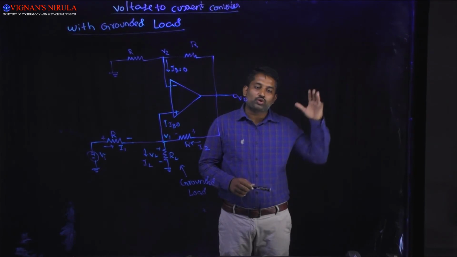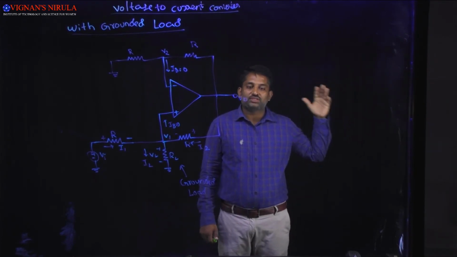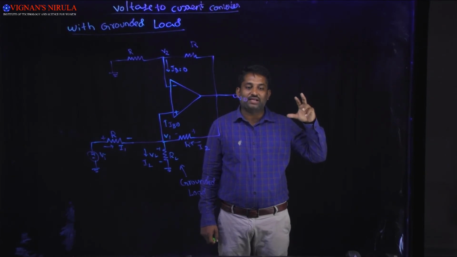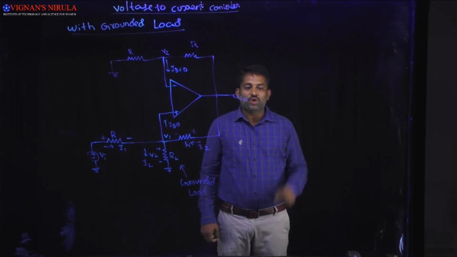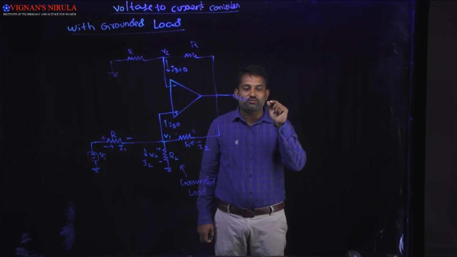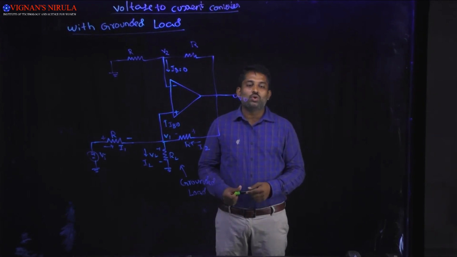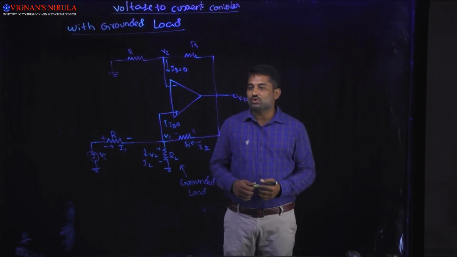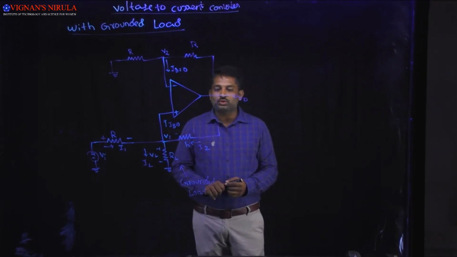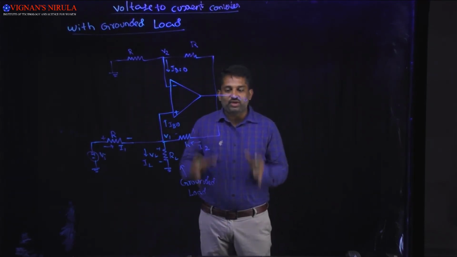So before calculating the load current IL, first of all we have to calculate the voltage V1 for this non-inverting op amp. Once we calculate the value of V1, then we can easily calculate the load current IL from the expression of V1. So first I am going to calculate the value of V1.